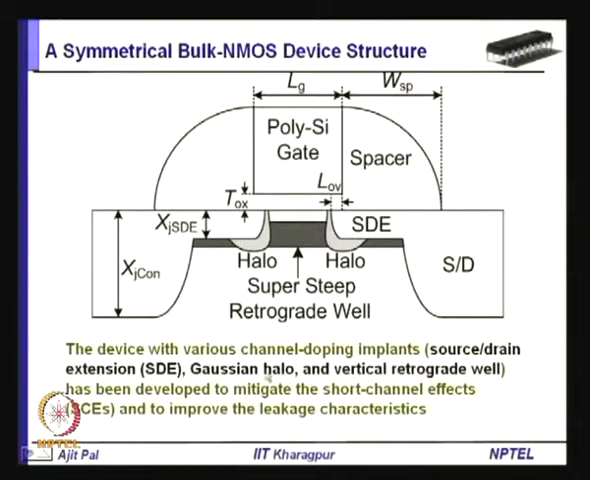So, you can see a single transistor has to be fabricated with all these different types of features, and there will be spacers on both sides. Whenever you fabricate it with all these features, obviously the fabrication cost will be enormous.